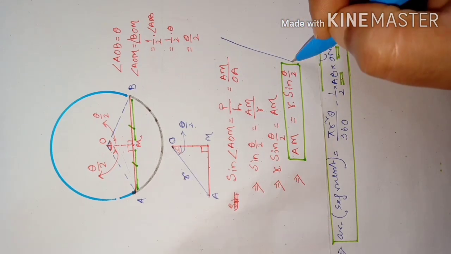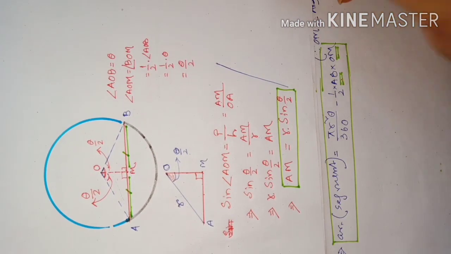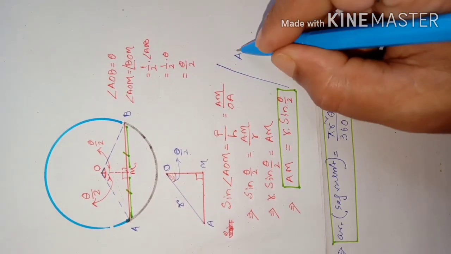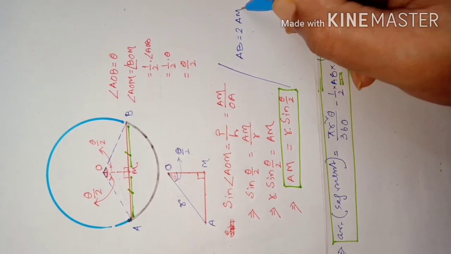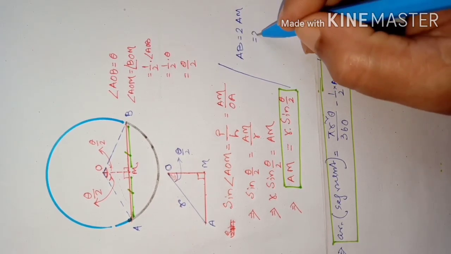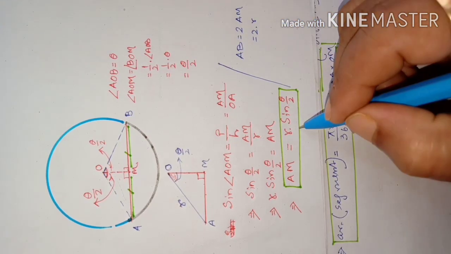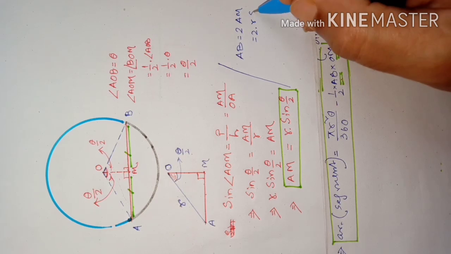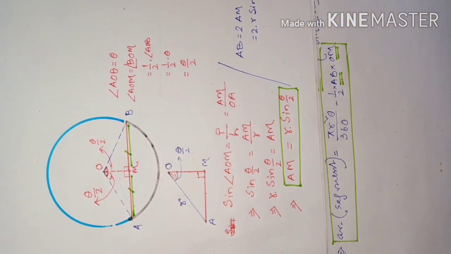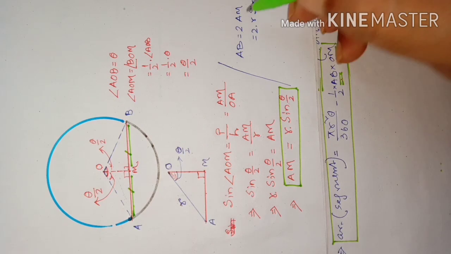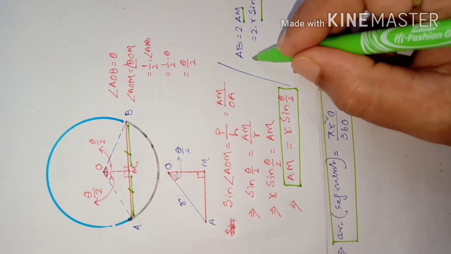here itself I am writing, okay. AB is equal to 2 times of AM. AB is equal to twice AM, okay. Twice AM, what is its value? R times sine theta by 2. So this is the value of AM. We have brought AM here. Now dear students, you got AB.